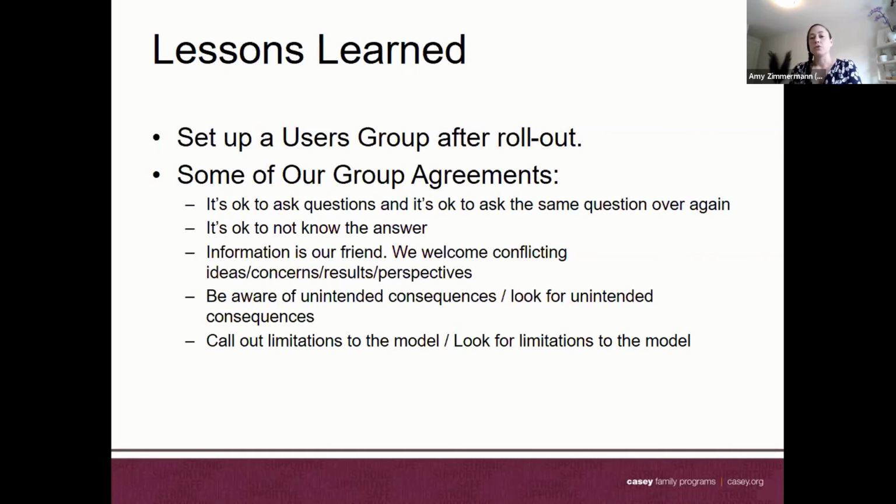Some positives. The users group has been a huge benefit. We're a small but mighty group, but they've really provided us with so much helpful information about where to go next. And I also wanted to provide here some of our group agreements that we have for the users group, because I think it's helped make that a really nice, safe space to get that rich feedback that we've been getting. So the first one that was really important for folks was it's okay to ask questions, and especially it's okay to ask the same question over again.